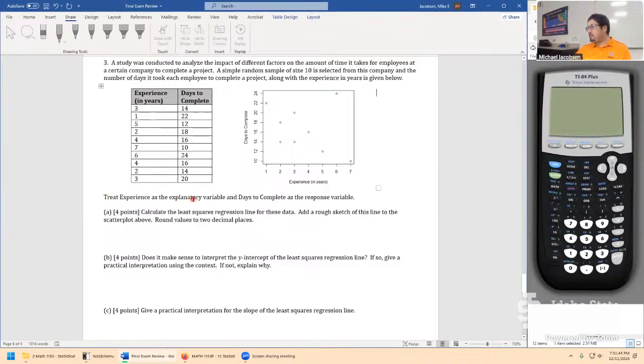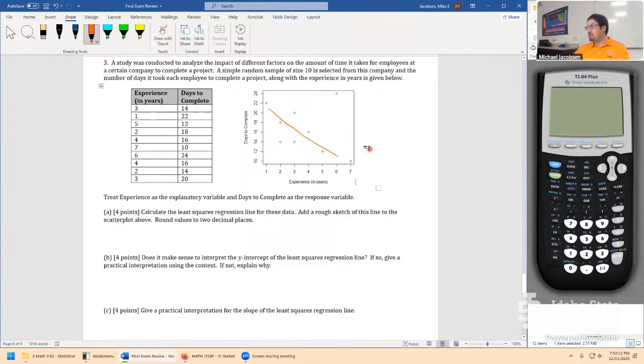It says treat experience as explanatory, days to complete as the response. And the first question is right out of the gate: calculate the least squares regression line. Add a rough sketch of this line to the scatter plot above. So here's my rough sketch. It's kind of hard to get it in there perfectly because the outlier does influence the line. But if I had to guess, it's possibly something a bit like this.